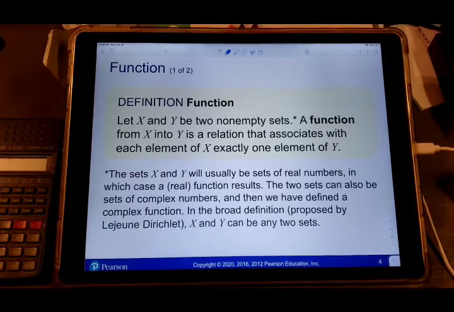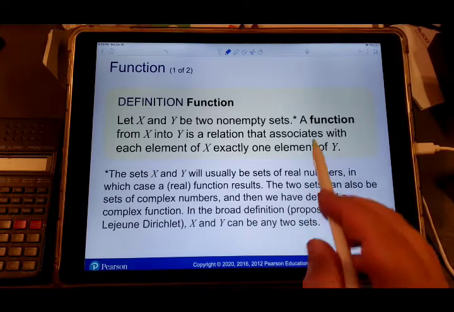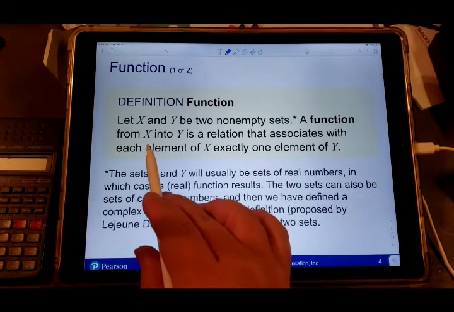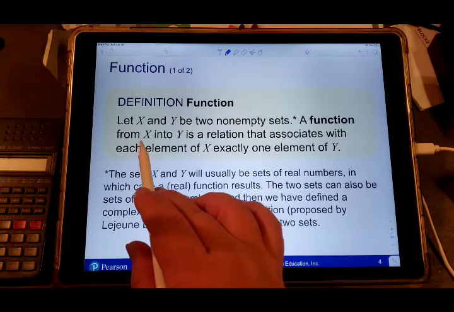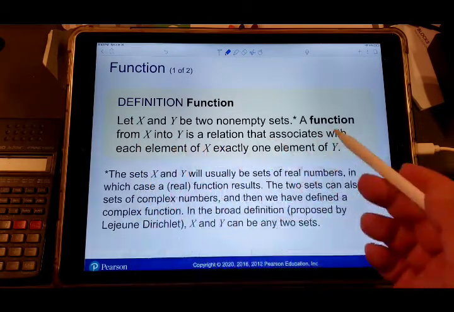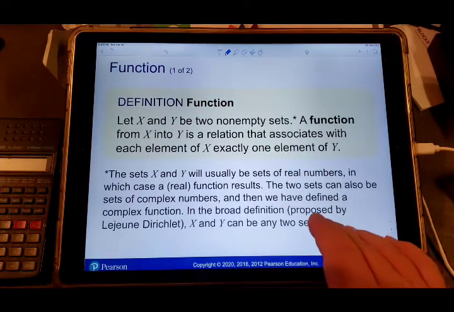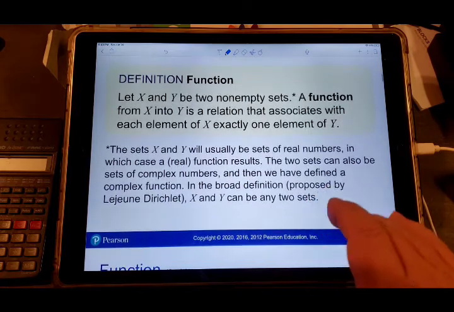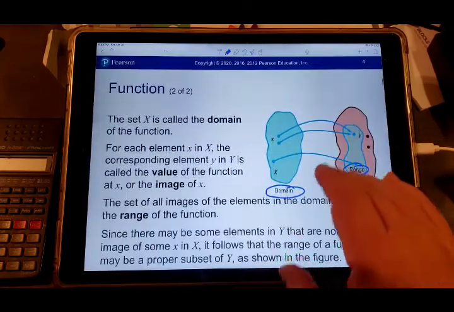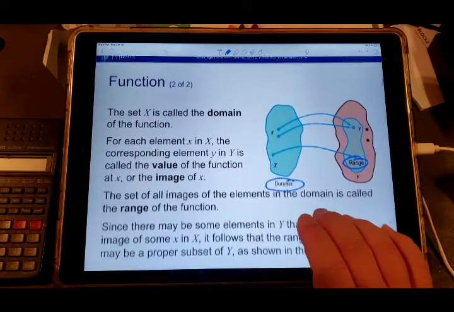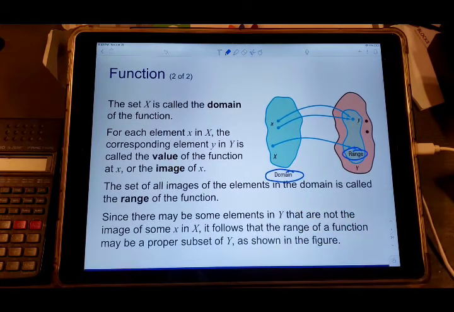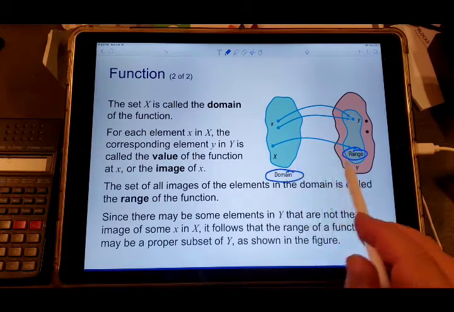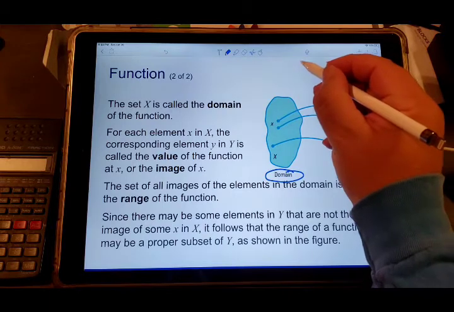So they define a function. Let x and y be two non-empty sets. The function takes values from x and calculates values of y. I don't want to read that directly, but you can read the formal definitions of a function. But I do want to get to some examples here. If I harp on every sentence here, I'd just be reading this to you, and it'd be a very long video.